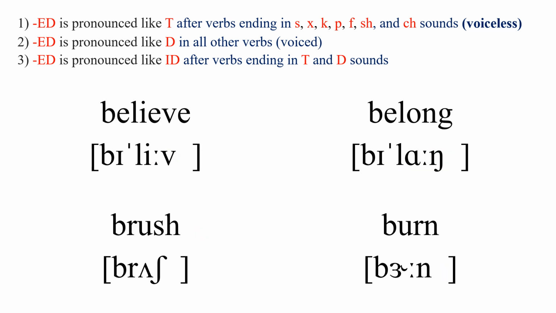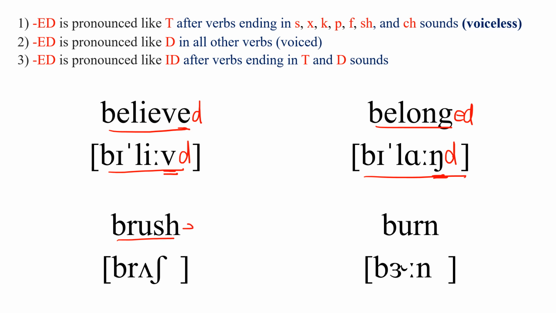Next word is believe. E ending, only D. And then V is voiced. So it makes D sound. Believed. And next one is belong. So put ED and ng is voiced. So it becomes D sound. Belonged.